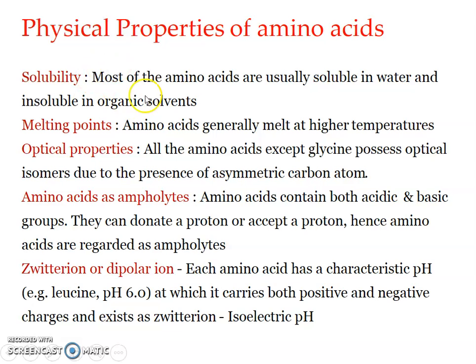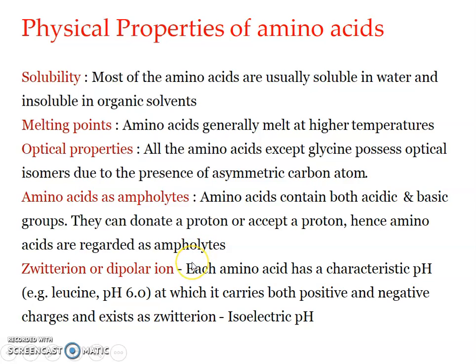Then optical properties: all the amino acids except glycine are optically active. They have optical isomers, and it is due to the presence of the alpha carbon atom, which is asymmetric or chiral in nature. Amino acids are both acidic and basic because they contain an amino group as well as a carboxyl group, so they contain a positive and a negative pole. Such a situation is referred to as ampholytes. That is, it can accept a proton as well as donate a proton. Such a condition is known as an ampholyte.